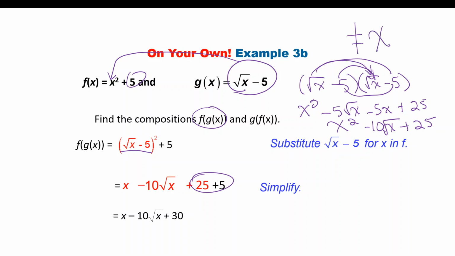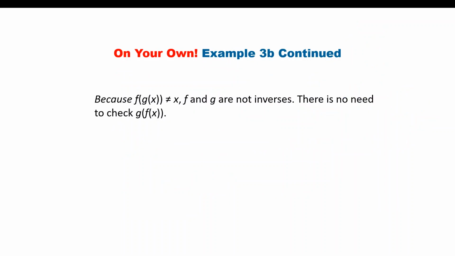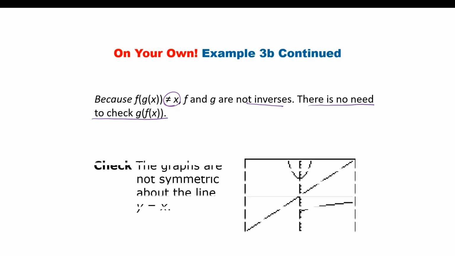So what that tells us is, because f of g of x is not equal to x, f and g are not inverses. So there's no need to check for g of f of x. And you could also put it in your calculator and see, but for your test, I will want to see your calculations on paper. I don't want to just see a graph.